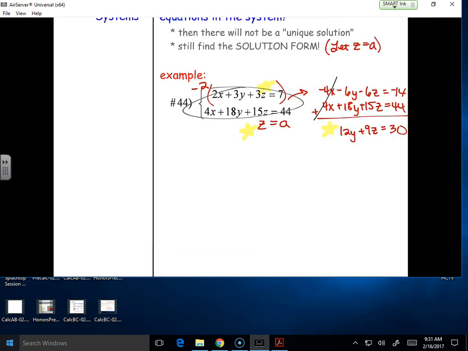So we have our first equation in: 2x plus 3y plus 3z equals 7. We have our second equation in. Can we divide everything by 3? Is that okay? Make it a little bit easy. So we have 4y plus 3z equals 10.